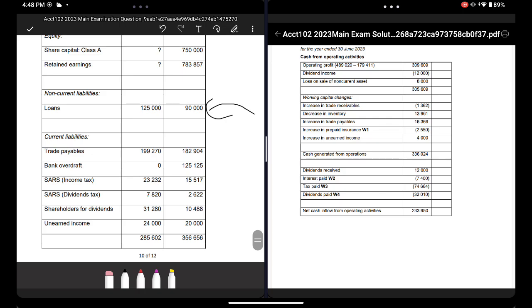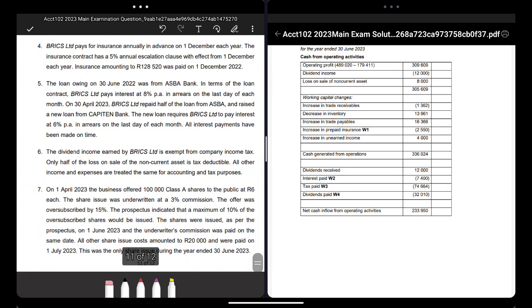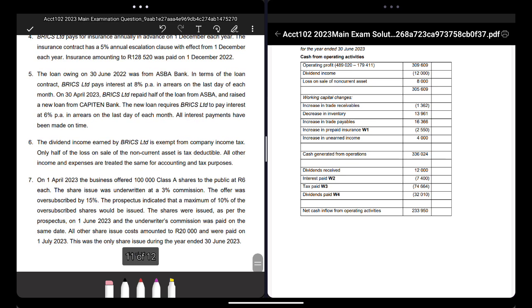Now let's do our tax. Reading the tax here, the dividend income earned, which is 12,000, is exempt from company tax. So this is extremely important. And half the loss on sale, which is 8,000, is tax deductible.